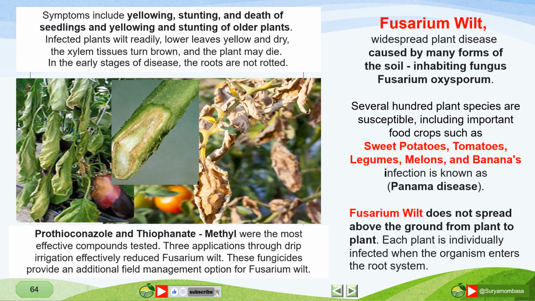Each plant is individually infected when the organism enters the root system. Symptoms include yellowing, stunting, and death of seedlings and yellowing and stunting of older plants. Infected plants wilt readily, lower leaves yellow and dry, the xylem tissues turn brown, and the plant may die. In the early stages of disease, the roots are not rotted.